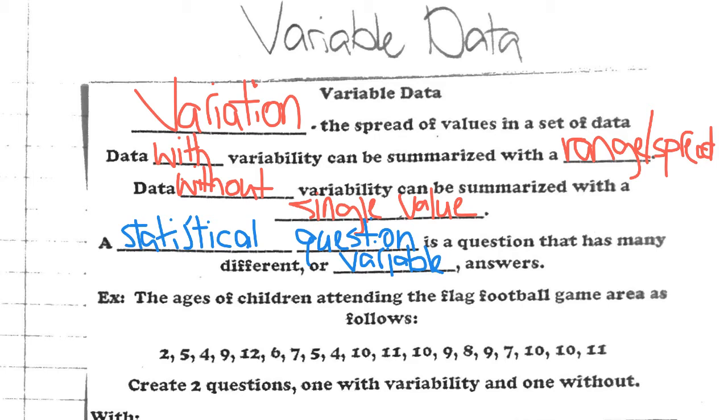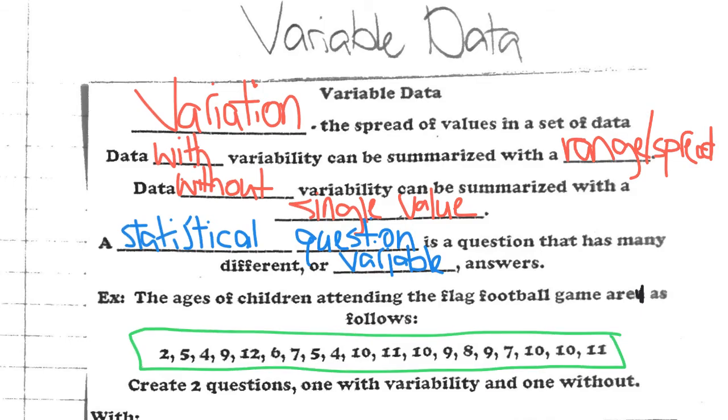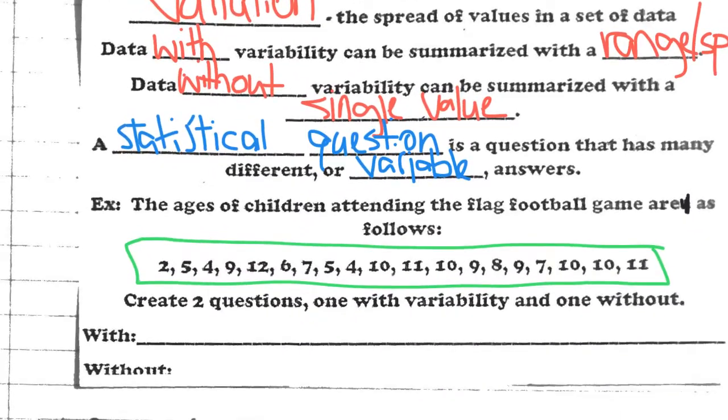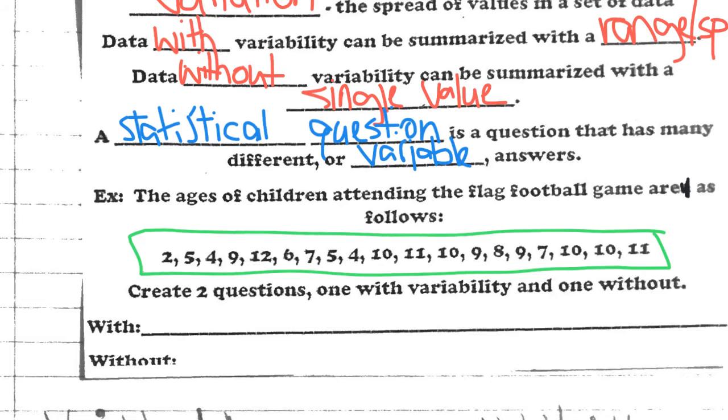So now down here we're looking at an example. It says the ages of children attending the flag football game are as follows. I don't know why this had a little typo here. So at a flag football game, they took all of these ages and wrote them down from the kids that were there. So now thinking about this topic and this scenario, we're trying to think of a question that we could ask that would have variation to it, and a question that we would ask that wouldn't have any variation. The answer would be the same no matter what we asked them.